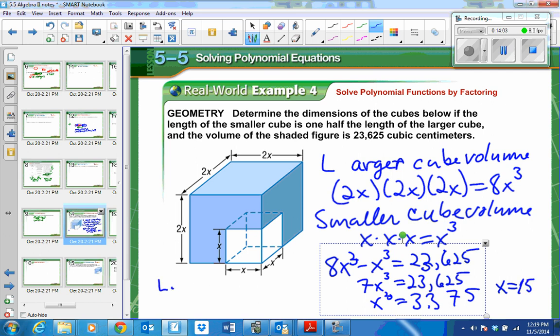So when you take the cube root of that, you get x equals 15. So the large cube is 30 by 30 by 30, and the small cube is 15 by 15 by 15, because it asks for the dimensions of the cubes.